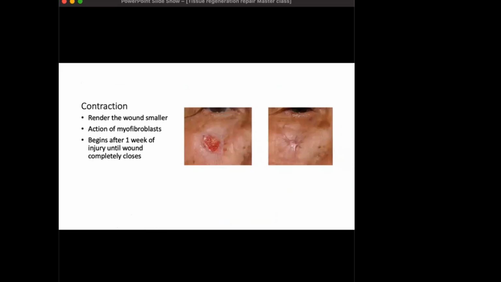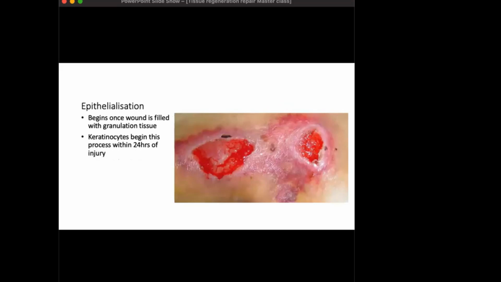And then wound contraction. The aim is to render the wound smaller, and it is the action of myofibroblasts, and it begins about 1 week, and usually, well, it continues until the wound is completely closed. Okay, and the last stage during this phase is epithelialization. It begins once the wound is filled with granulation tissue, and basically it's mediated by keratinocytes.